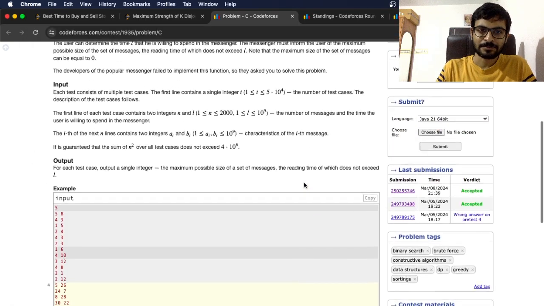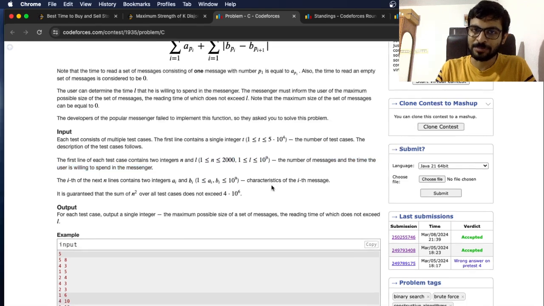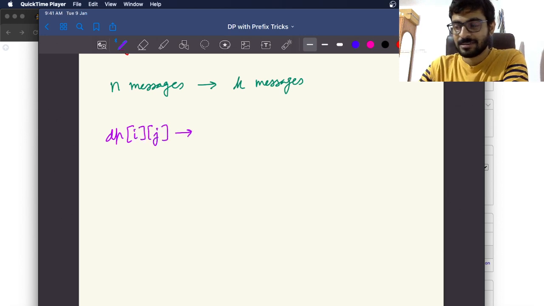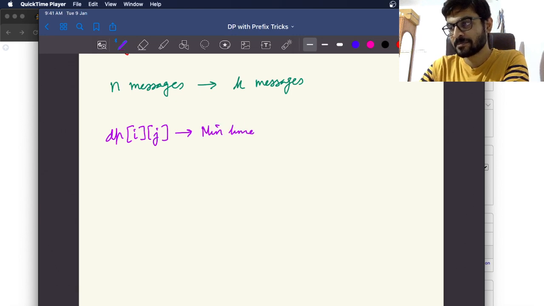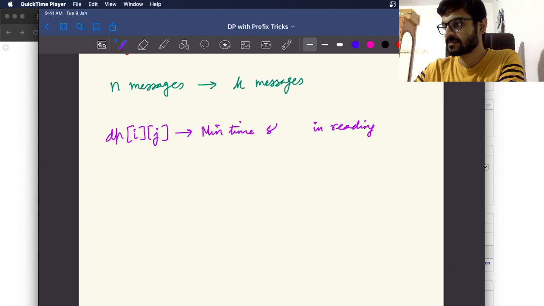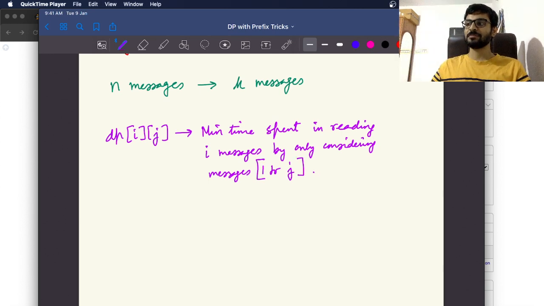Right. So if I go back there, you can see n goes up to 2000, which means that n and k both are up to 2000. So an n square algorithm will work for me. My DP state can look like DP of i j, where basically this is the minimum time spent in reading i messages by only considering messages 1 to j. If I take i messages from 1 to j, then what is the minimum time spent in reading?